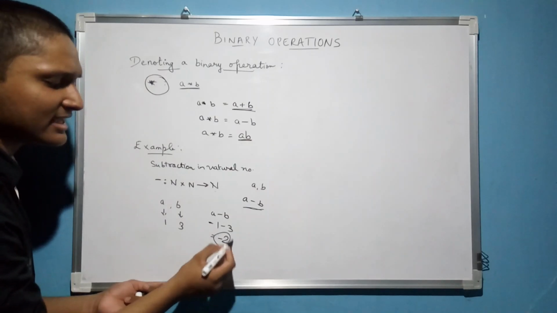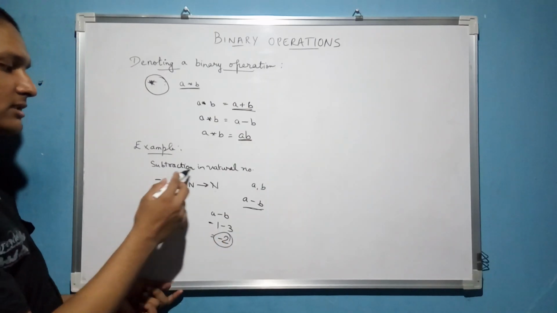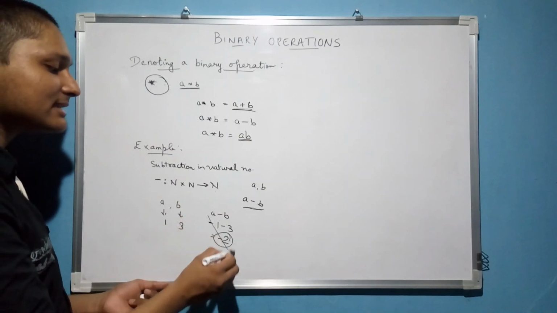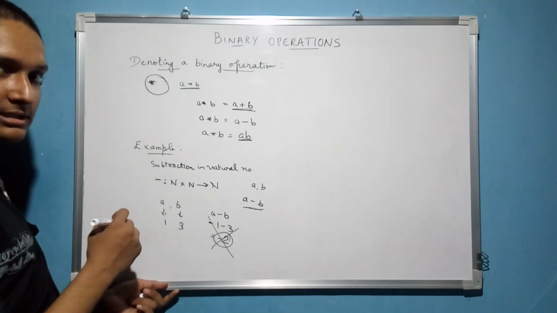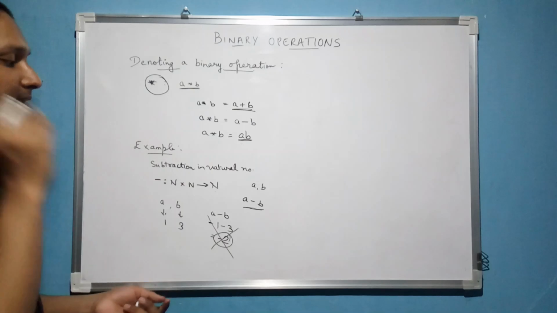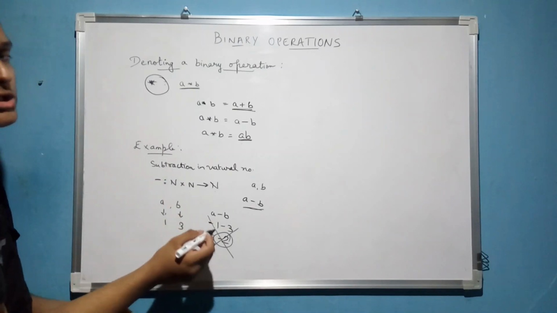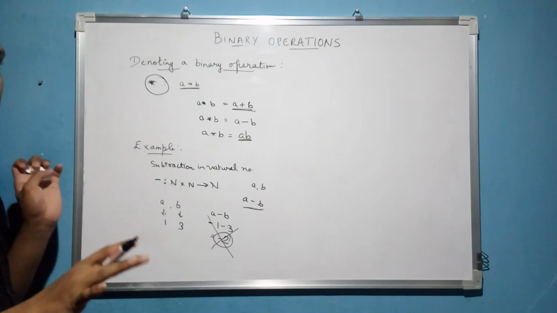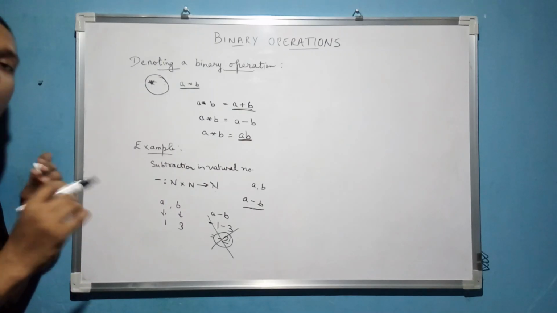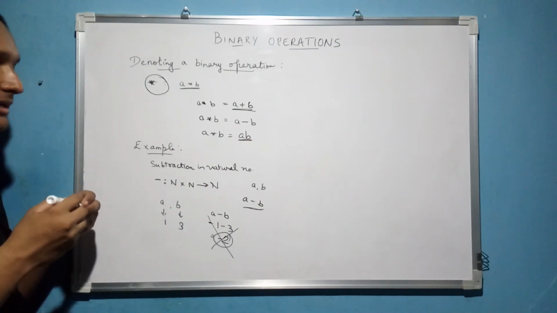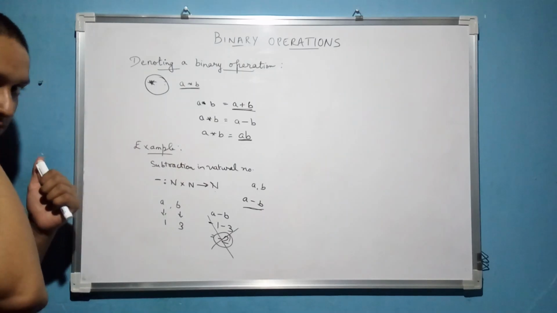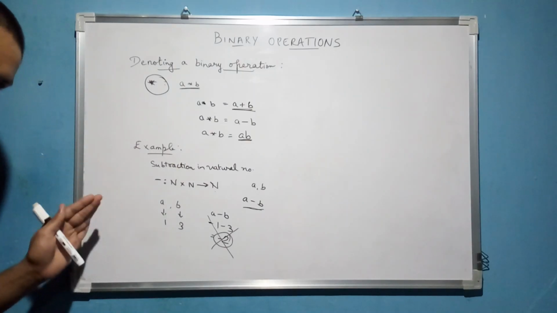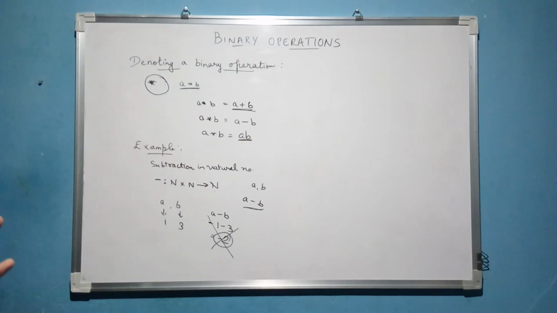But minus 2 is not a natural number, right? So by taking this example, you can say it is not a binary operation in this case. Since minus 2 does not belong to this set, you cannot say that this is a binary operation. If it belongs to that set, say if I take the integers, then it belongs to this, right? That time you can tell that it is a binary operation.